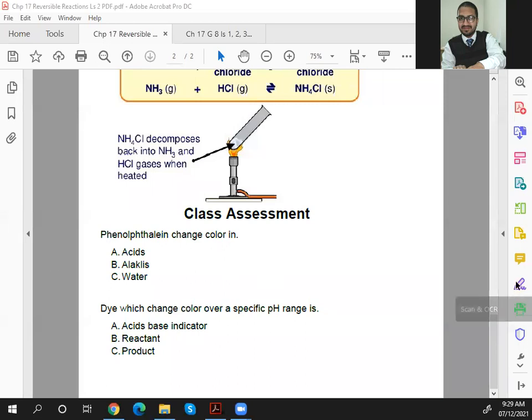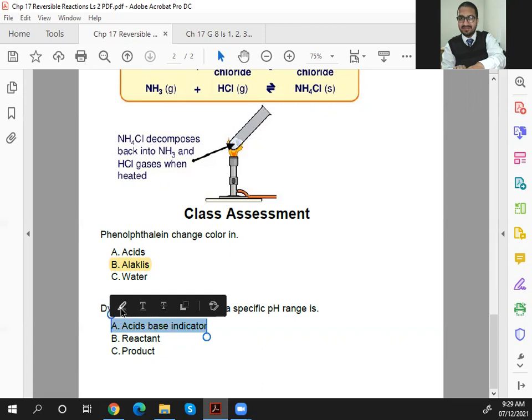So, okay, now I'm going to help you. Look, as you know very well about phenolphthalein, it changes color in alkali. Okay, so this is the first correct one. And the second, that we know: an acid-base indicator. Dyes will change color over a specific pH range; that is an acid-base indicator. That's the correct one.